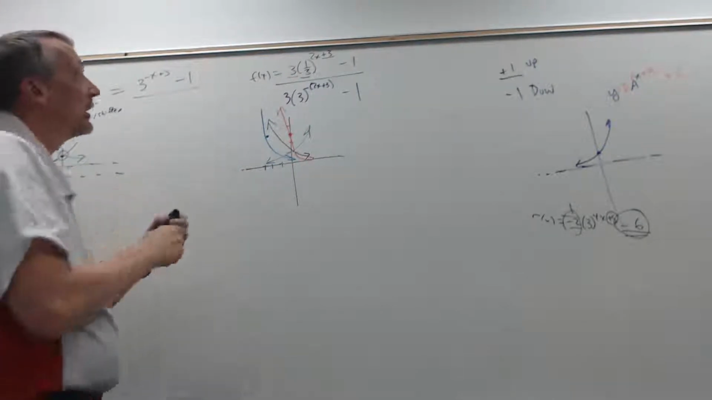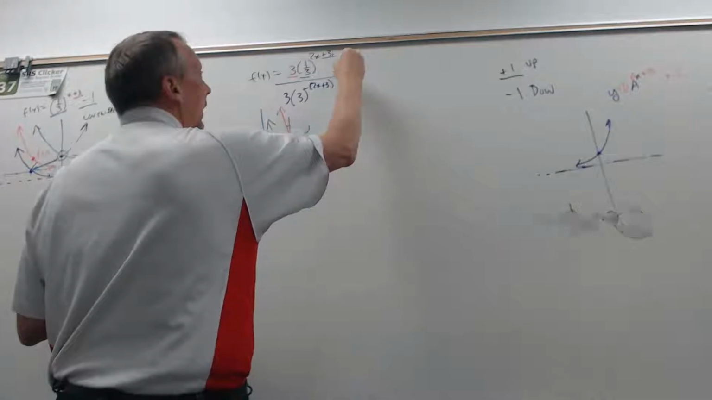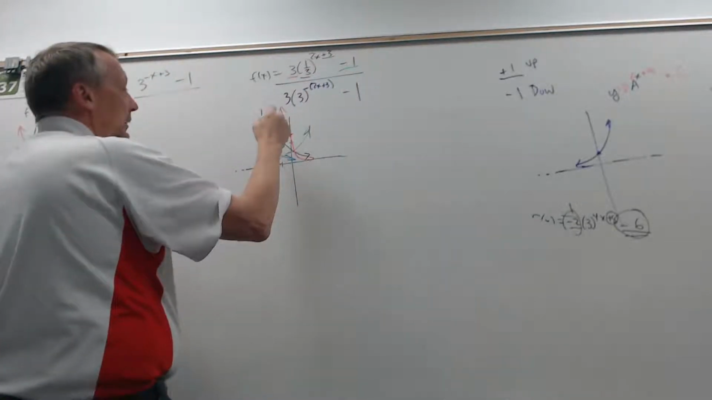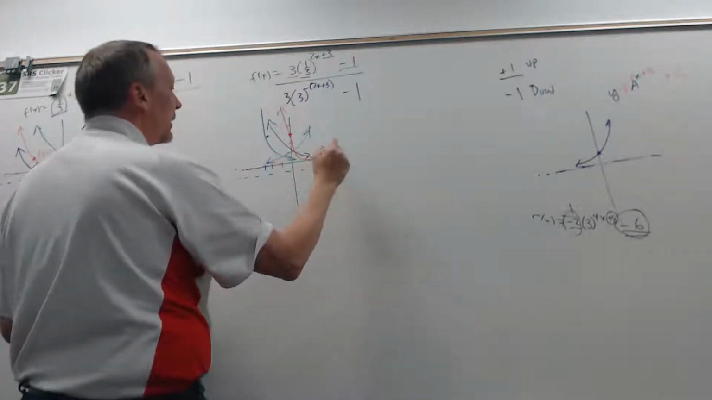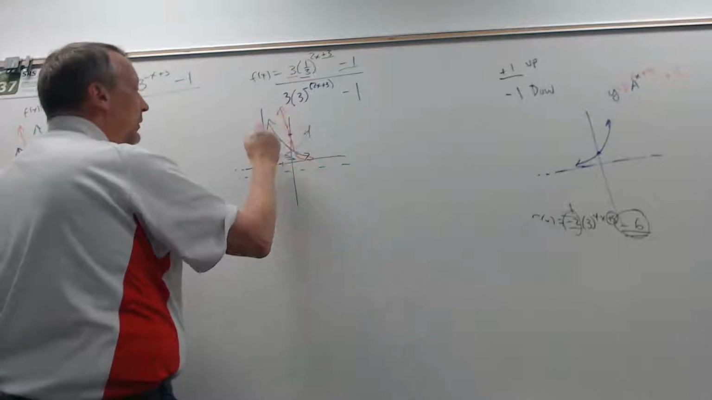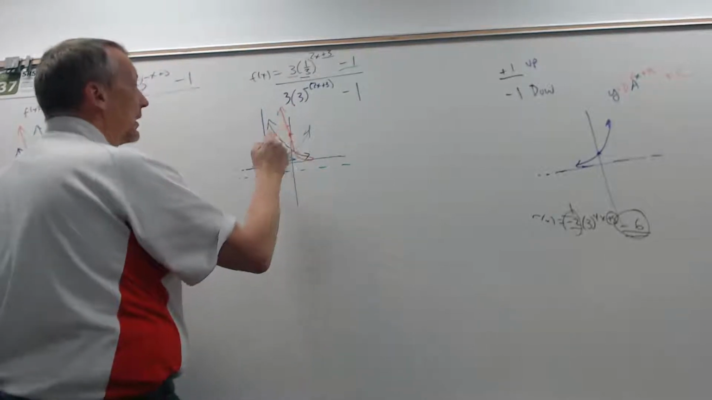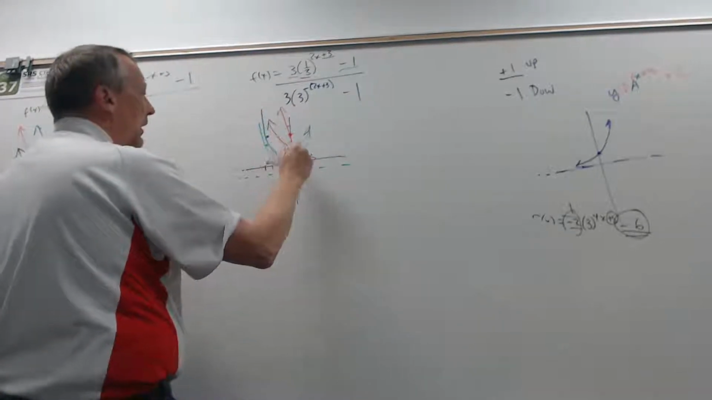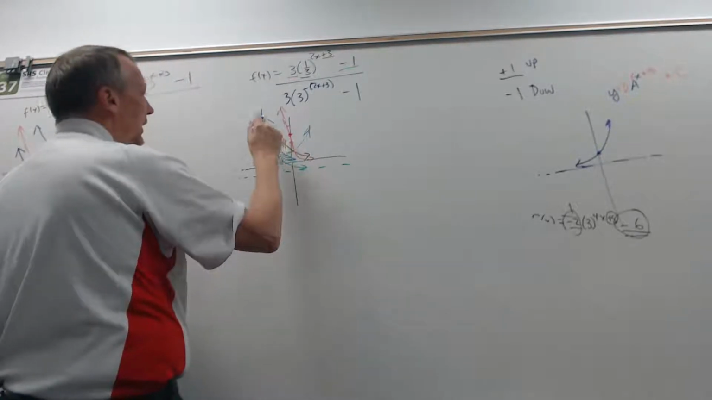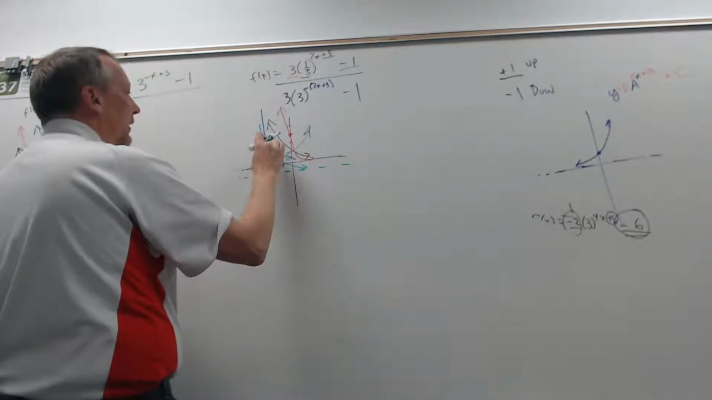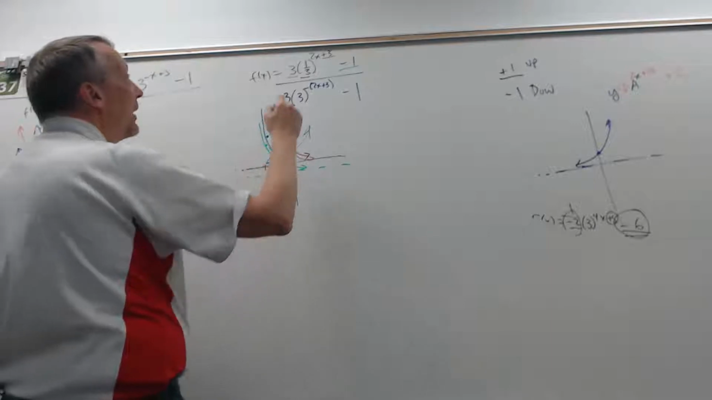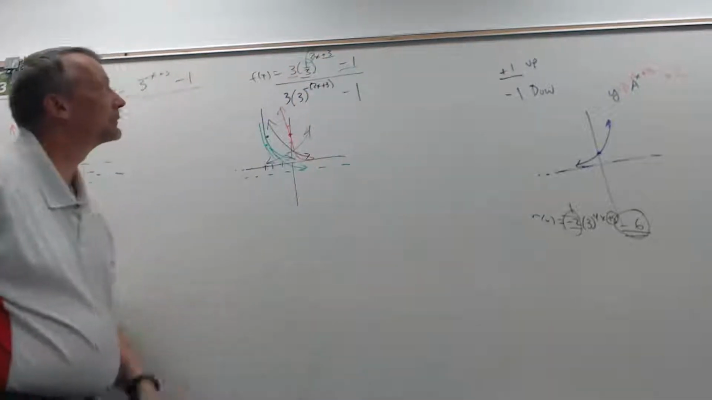Your -1 moves your starting point and your asymptote down. It moves my asymptote down 1, and this is going to move down 1 as well. Okay. So I'm on the blue. Except I'm going to cross now. I don't know where I'm going to cross, but that's good enough. Okay? And then we need to worry about this too.